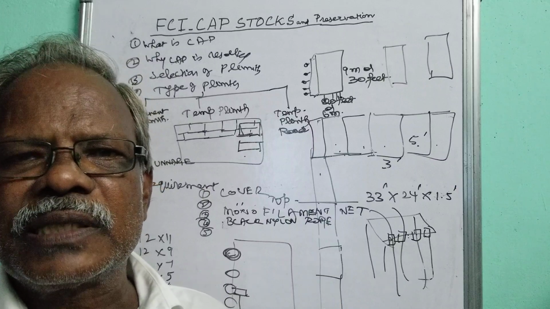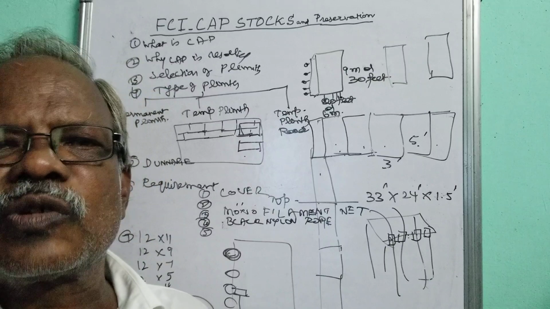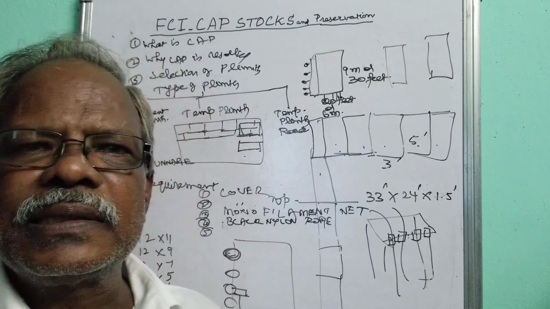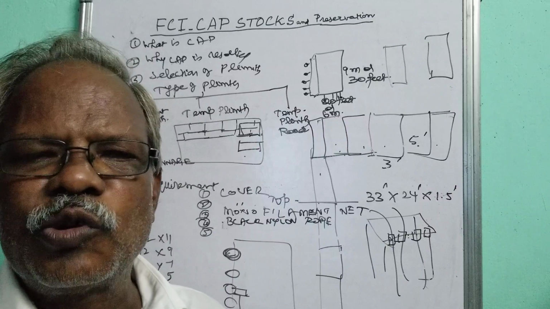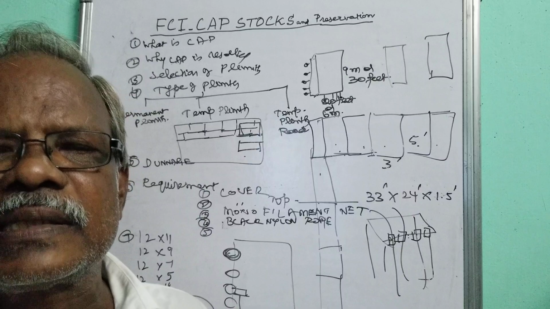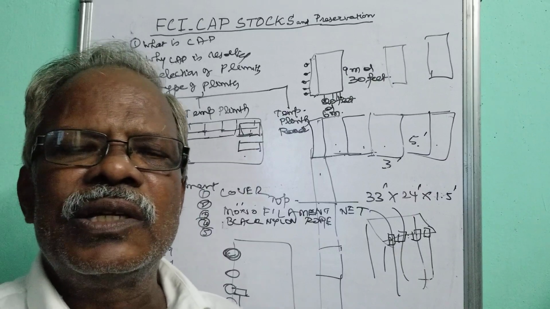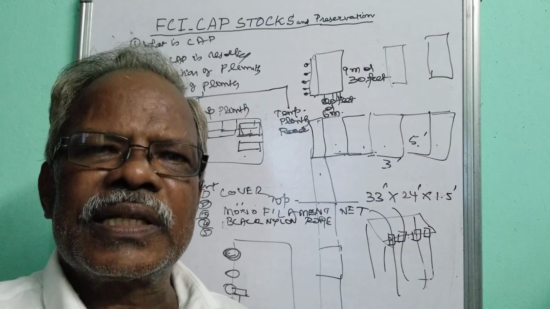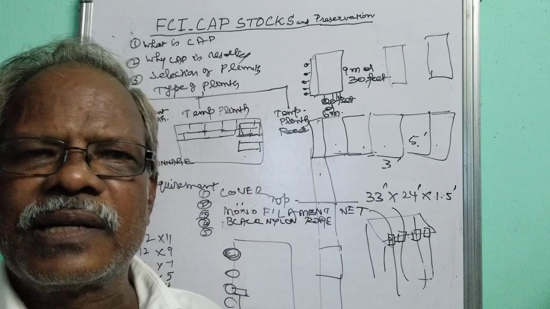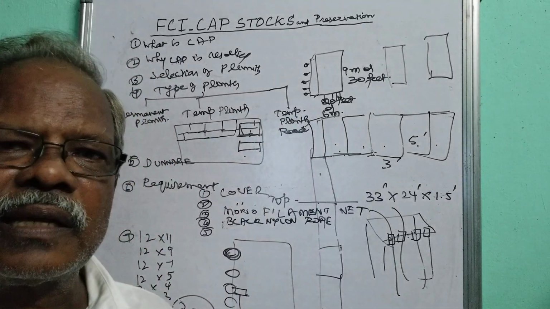Under any circumstances, we should see that the drenched bags are not allowed to remain, because slowly the moisture migration will go to other stacks and other bags, and those will also be damaged. To avoid that, reconditioning and salvage should be done then and there, if any bags are drenched or any damage has occurred to the stocks. So with this we conclude this video.